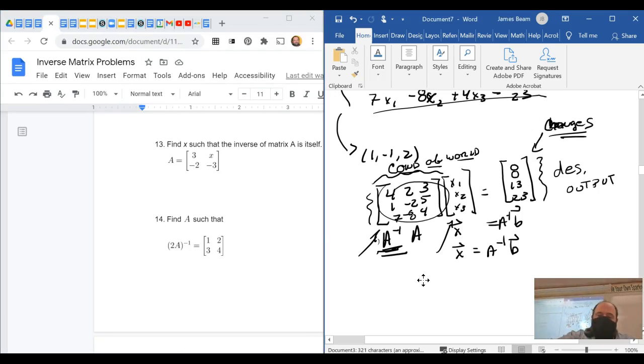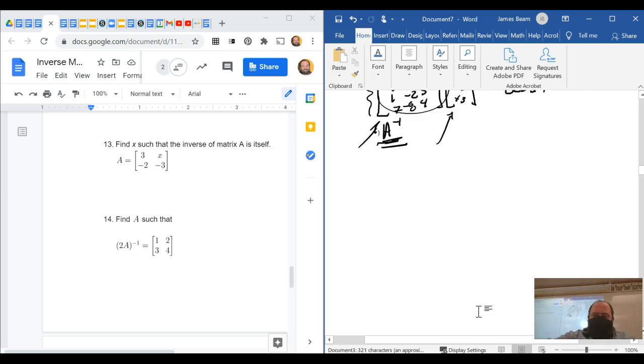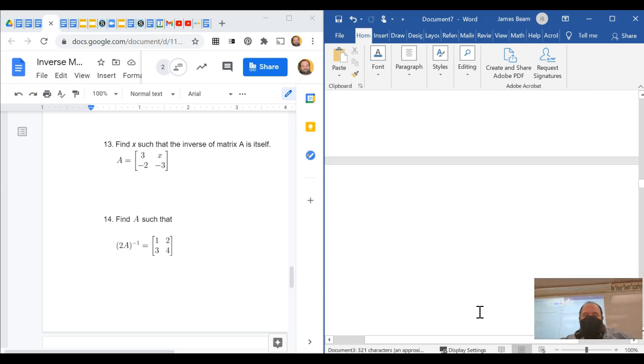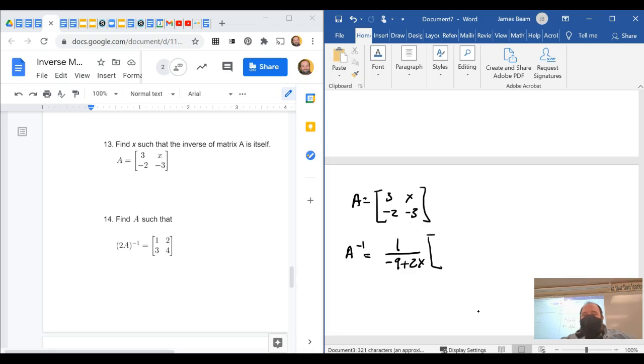So that's one that you're likely to get stumped on a little bit. Remember, A is 3x, negative 2, negative 3, right? So the inverse should be 1 over, well, what's 3 times negative 3? Negative 9. And then negative 2 times x, so that's going to be plus 2x, right? And then we switch the 3 and the negative 3, so it's going to be negative 3 and 3. And then we change the signs of these.